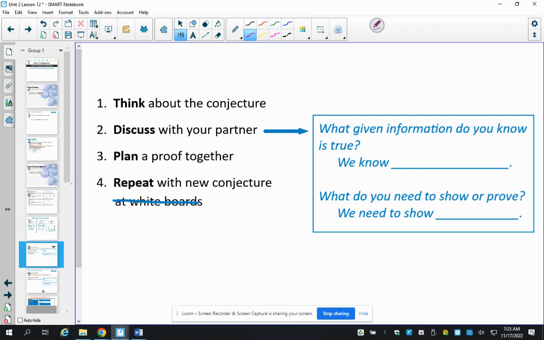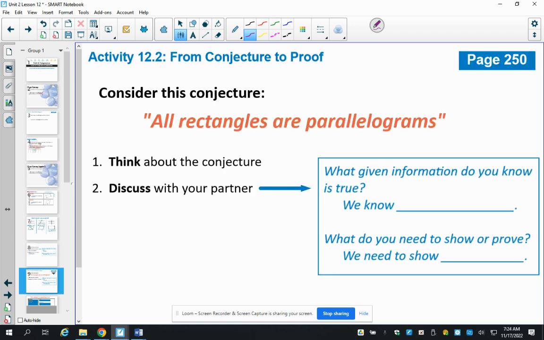So if you're in my class, you have a little foldable that you're going to be using. Otherwise, you can write this in your student workbook. So the first statement that we're going to look at is that all rectangles are parallelograms.